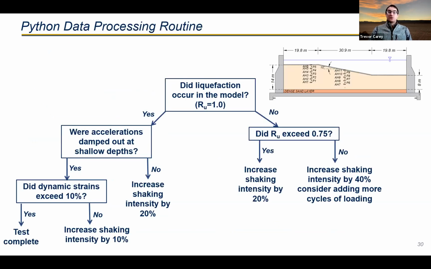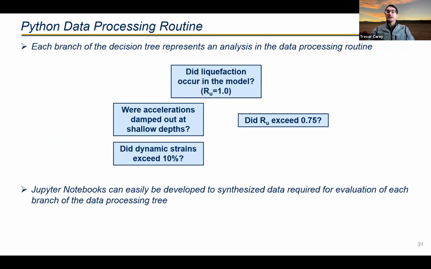If we go back to the decision tree that I made for that experiment, each one of these boxes that you see here represents an analysis and a data processing routine. And so if we take each one of those boxes out, we can develop a Jupyter notebook or a scripting routine to synthesize the data required to evaluate each one of these conditions.